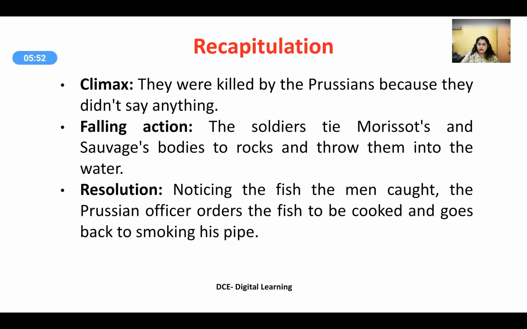Resolution, the final part, is where you can say that all the loose ends are tied up. But here the resolution is rather ironical. Noticing the fish the men had caught, the Prussian officer orders the fish to be cooked and goes back to smoking his pipe. This actually shows the cold-bloodedness of the Prussian officer here.